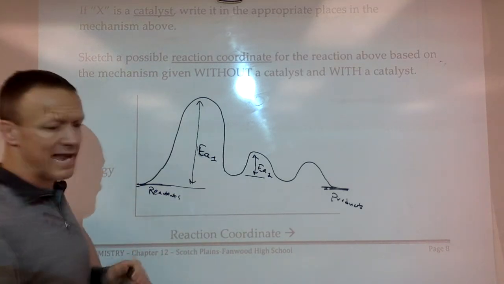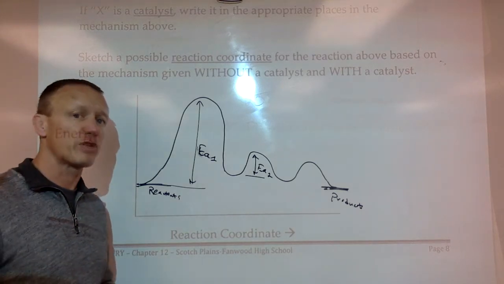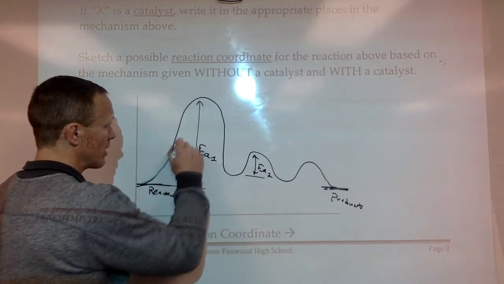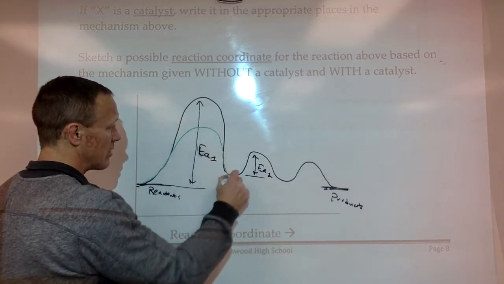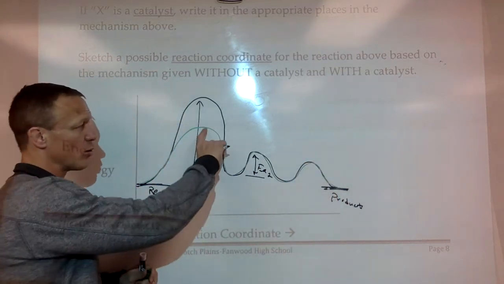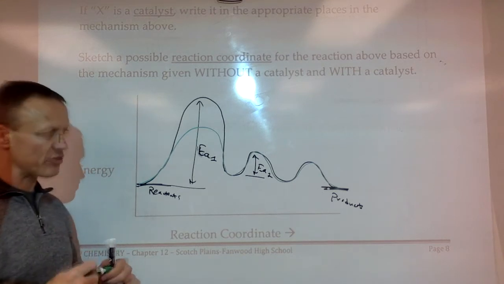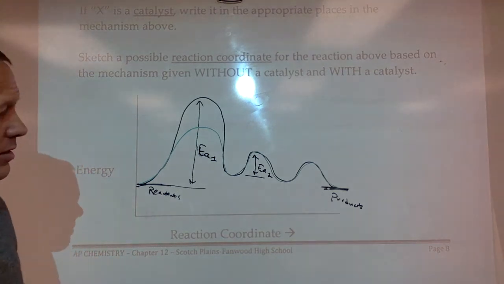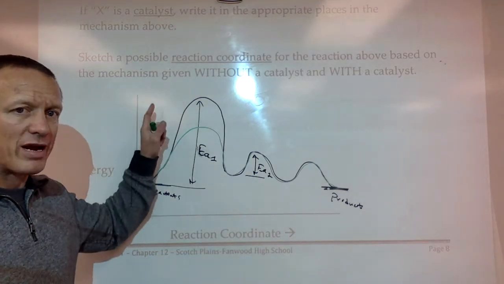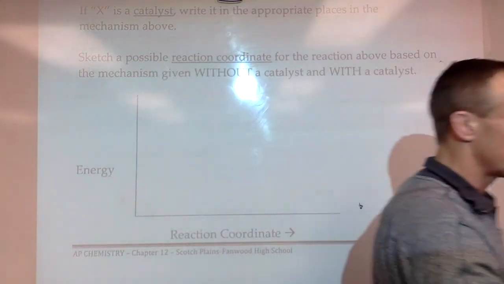Now it says draw it with a catalyst. If a catalyst is present, all a catalyst does is lower the activation energy for the slowest step. So if we had a catalyst in there, now it might look like this, and then maybe stay the same. It would lower this activation energy to only be that high. Now, when we write our rate expression, it's always based on the rate determining step, which we'll come to in the next part.